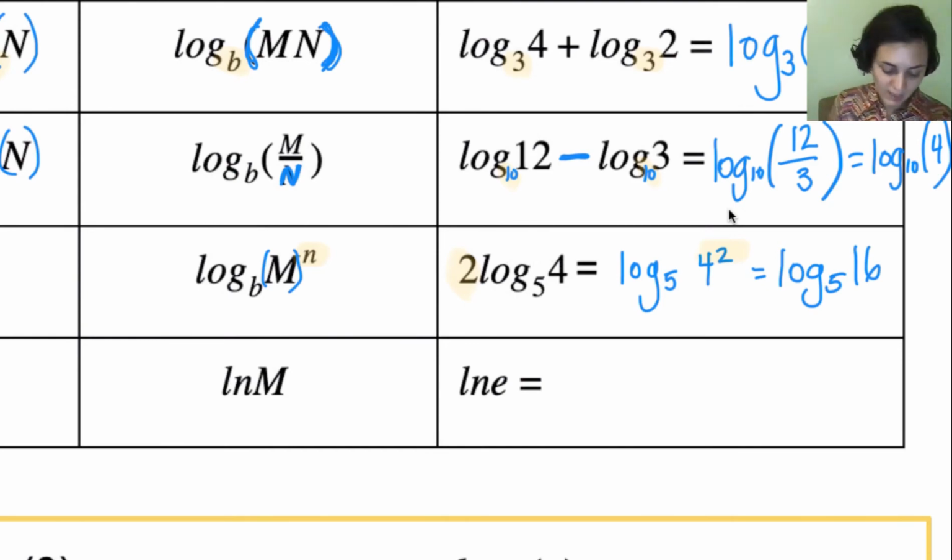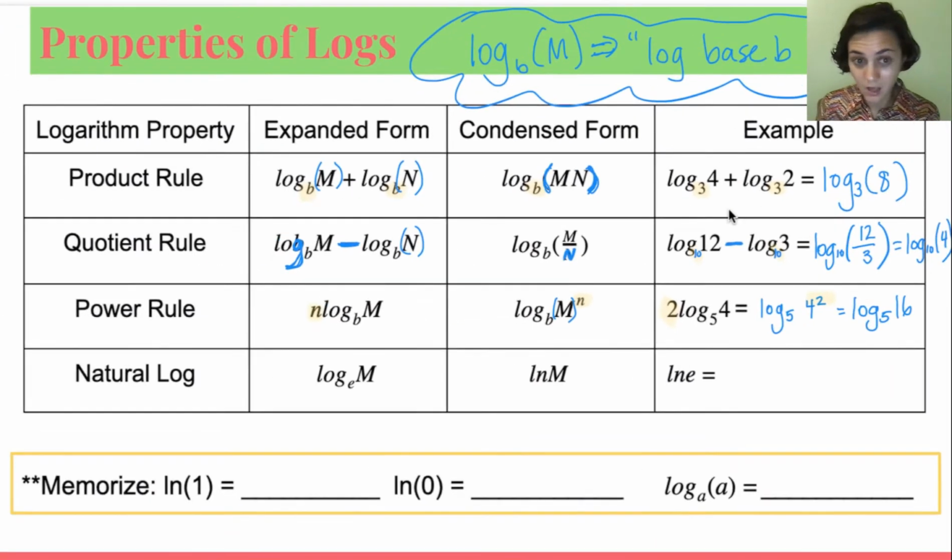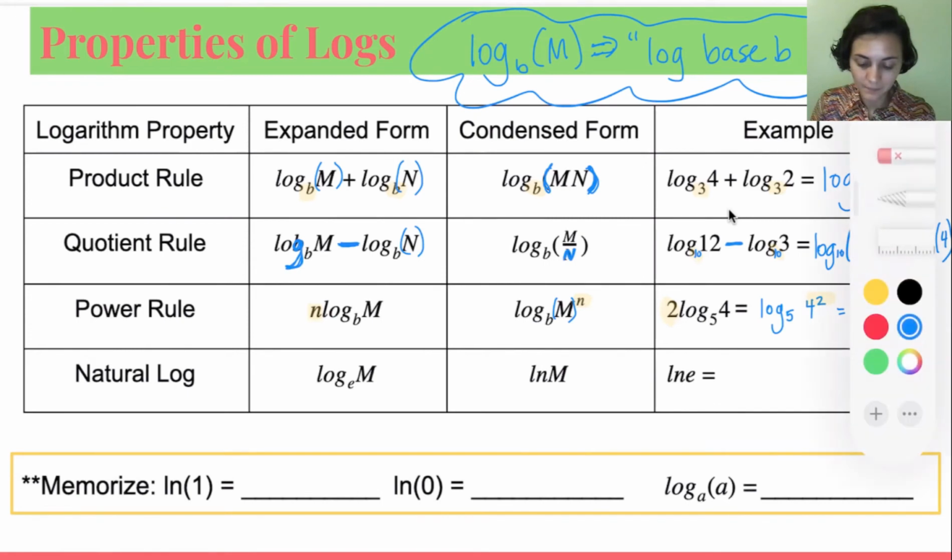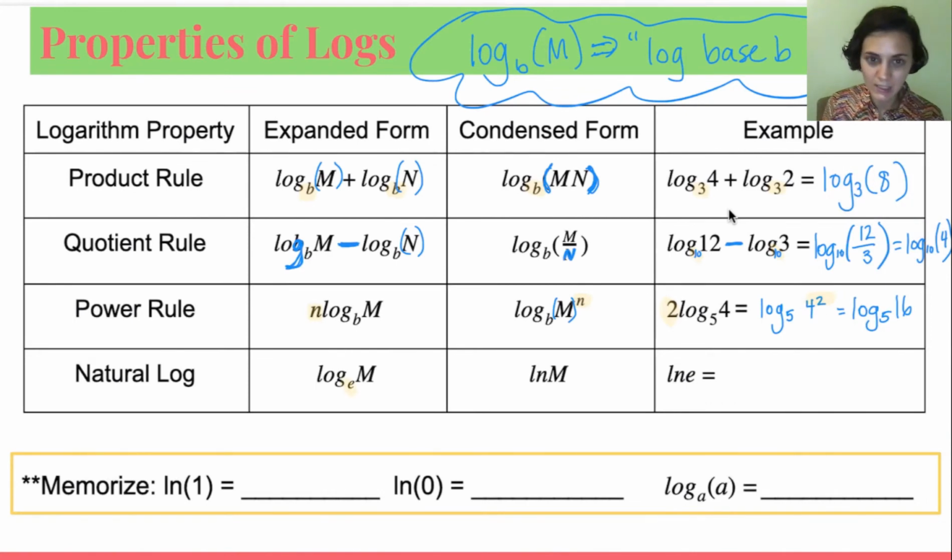And then finally, the natural log, ln. You've probably seen ln. This is just reminding you that ln, or log base e, is just referred to as the natural log. So instead of writing log base e, we just write ln.